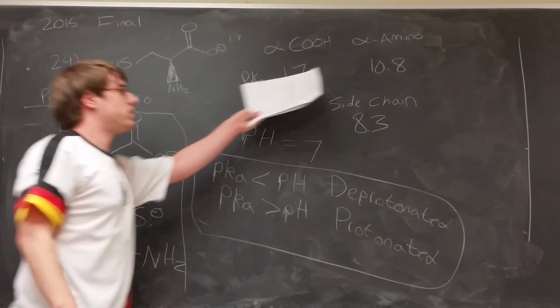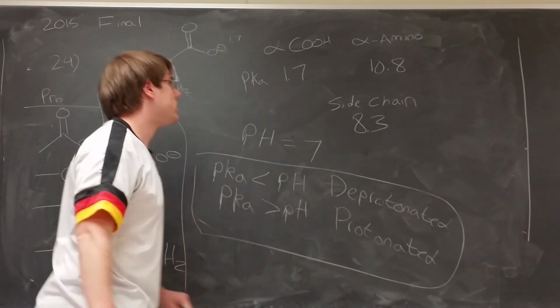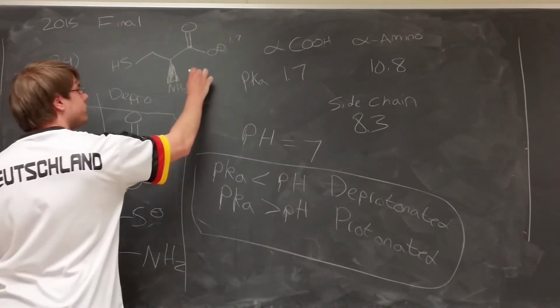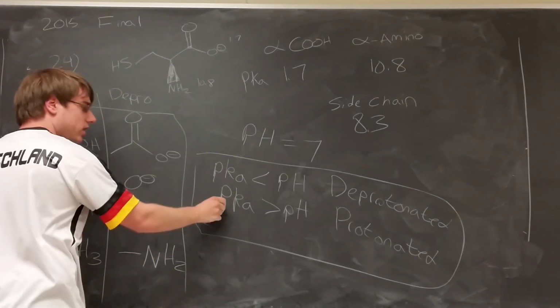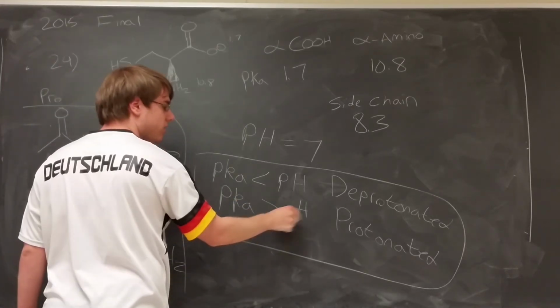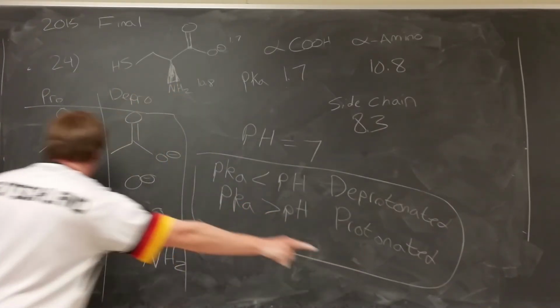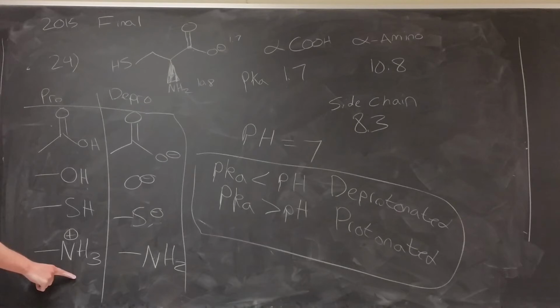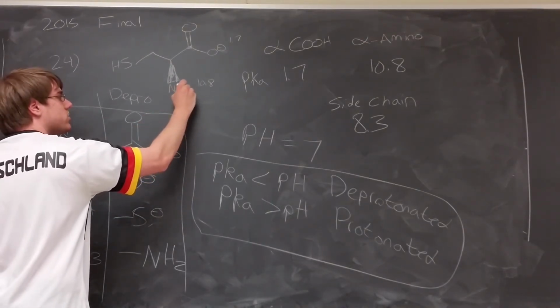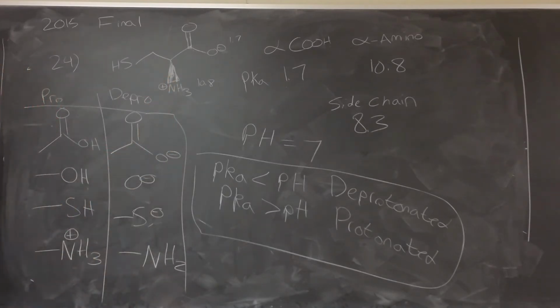Now let's look at the next thing they tell us. The alpha amino group is 10.8 for its pKa. That pKa is greater than the pH of 7, so that should be in its protonated form. The protonated amino group form is NH3 positive, so add a hydrogen to this and make that nitrogen positive.